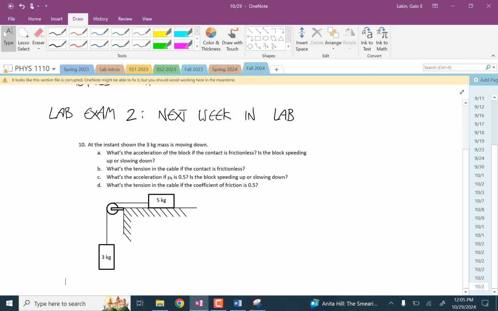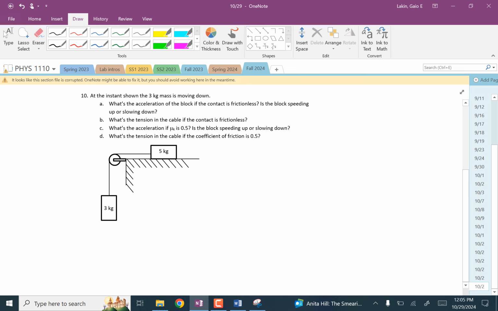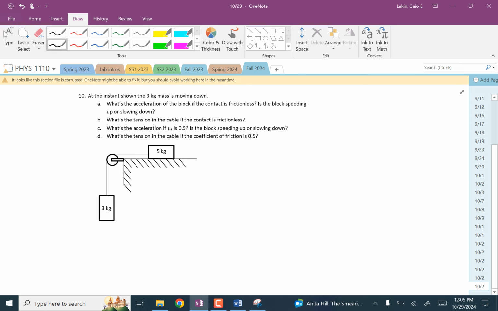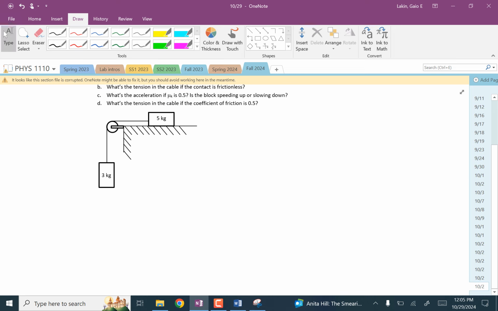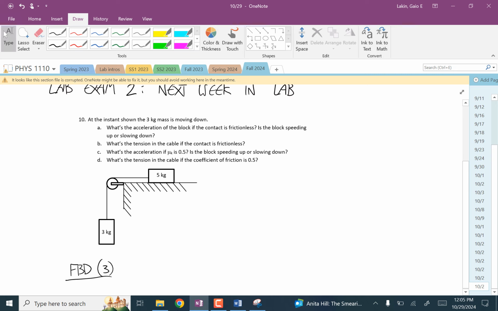Okay, so first number 10. It doesn't matter which one you choose first, but I'm going to choose the 3 kilogram one as my first body. I just pretty much always go left to right. So I'll start with a free body diagram of the 3 kilogram. I haven't even looked at what we're trying to find yet. The starts of these problems are all the same.